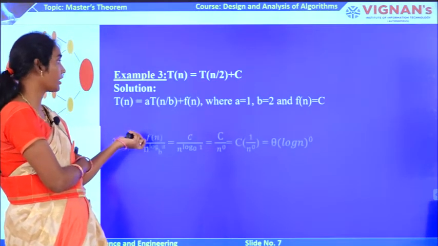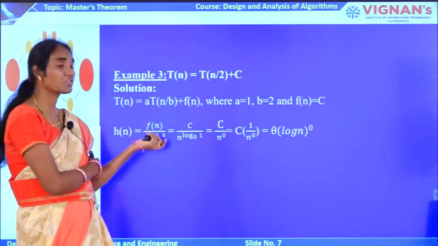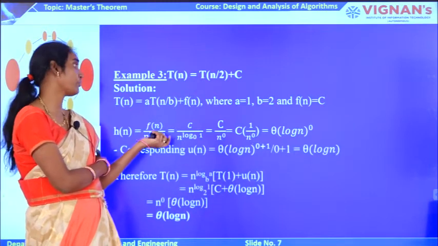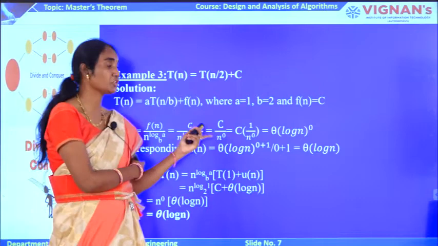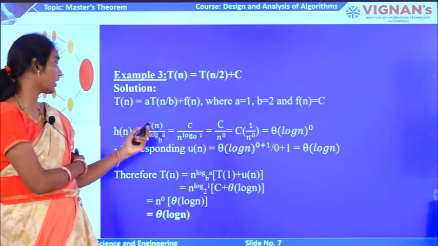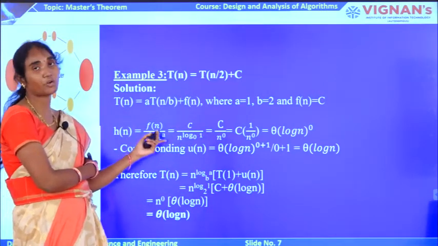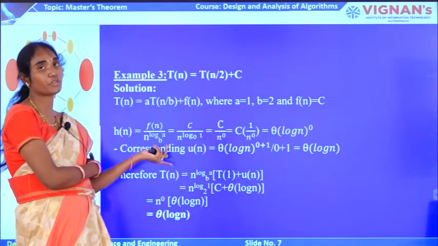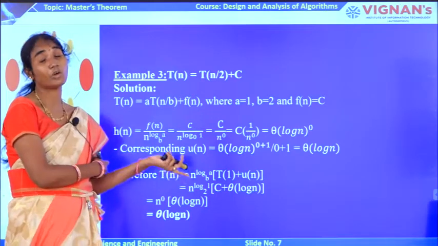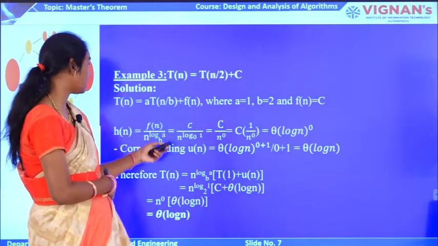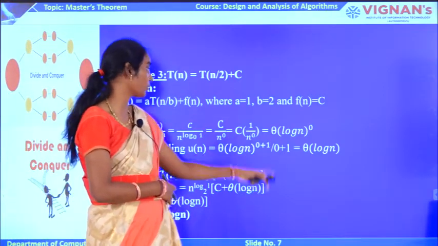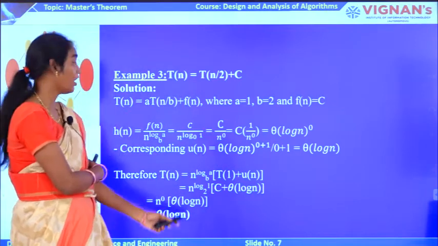So, here I am comparing with the recurrence equation. So, a is equal to 1, b is equal to 2, f of n is equal to c. Now, here we have to find h of n value, which will be theta of log n to the power of 0, and the corresponding u of n value we find by using theta of log n, theta of h of n whole to the power of i plus 1 by i plus 1. With that formula I am going to find out. Now, that will be theta of log n whole to the power of 0 plus 1 by 0 plus 1, which is theta of log n.